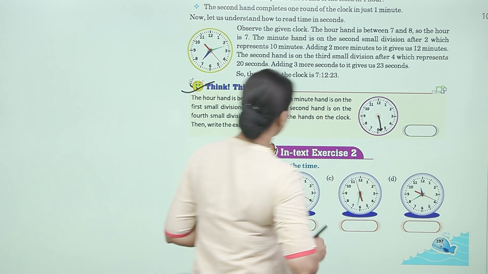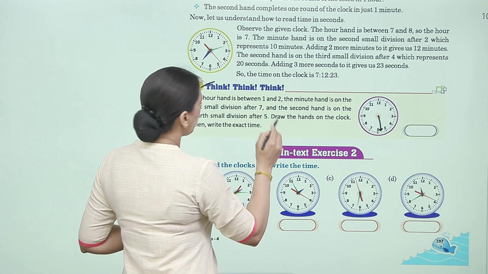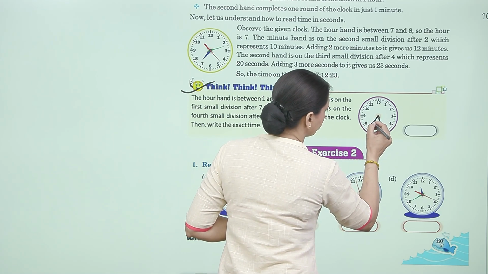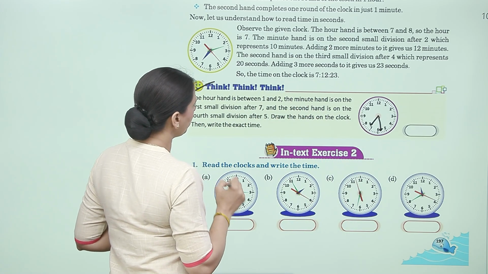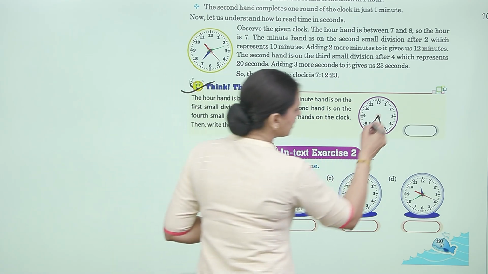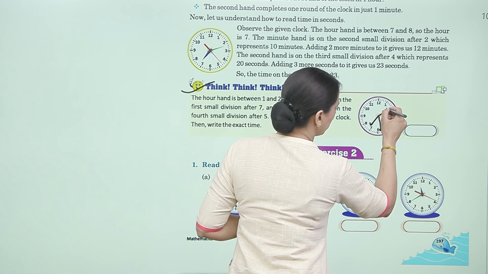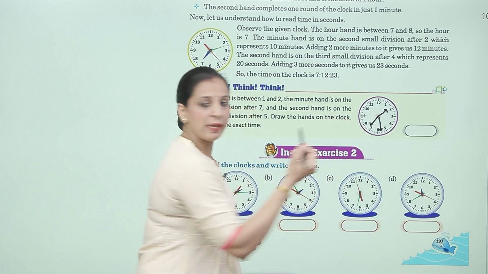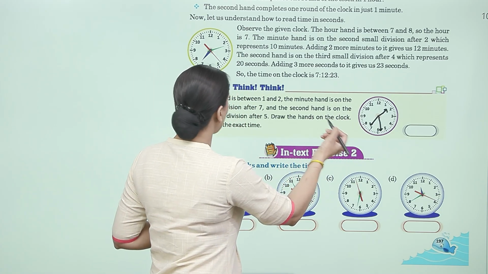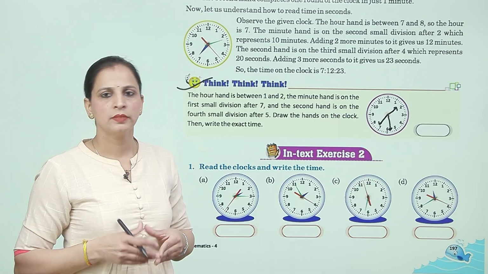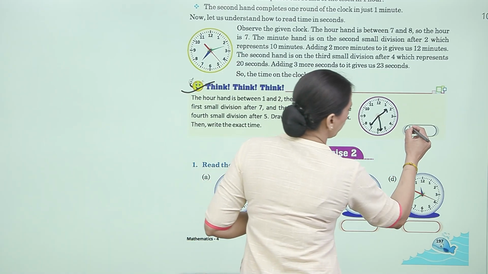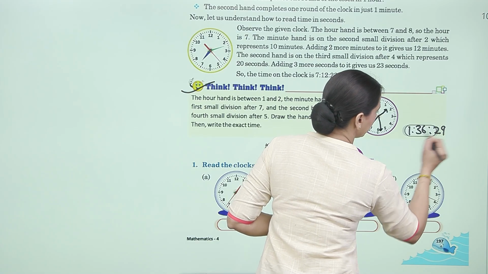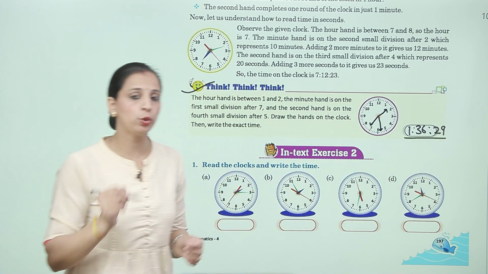So, this is the second hand. And minute hand is on the first small division after 7. And the hour hand is in between 1 and 2. That means the time is 1:36:29.